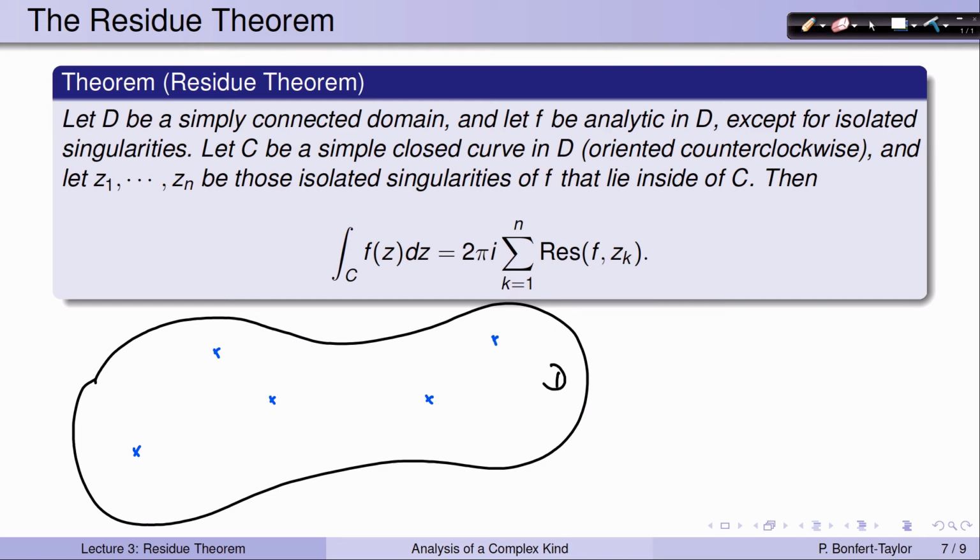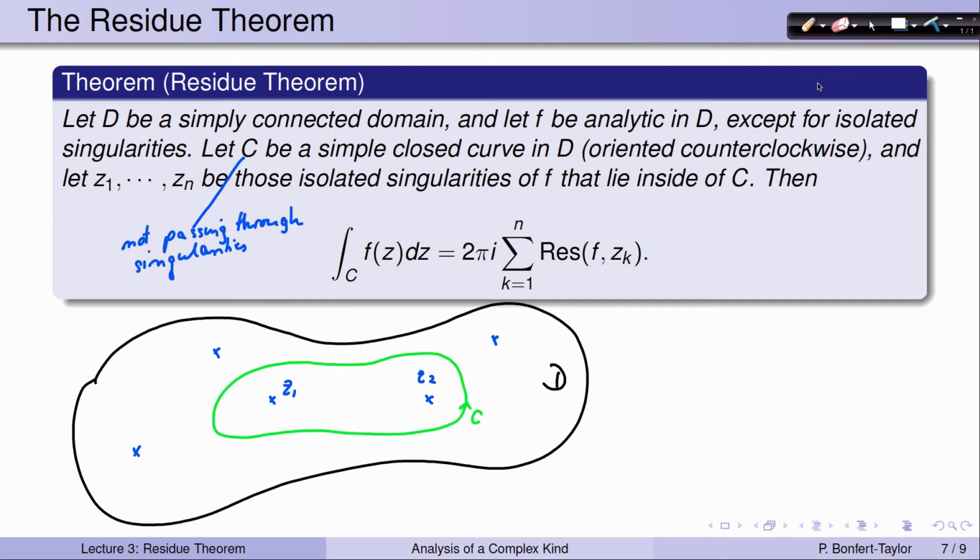Let C be a simple closed curve in D, and suppose z1 through zn are those isolated singularities of f that lie inside of C. This curve should not pass through any of the singularities. So here's my curve C, and it surrounds these two isolated singularities that are denoted c1 and c2. Then the theorem says the integral of f over this curve C is equal to 2πi times the sum of the residues of f at the points ck that are inside the curve C.